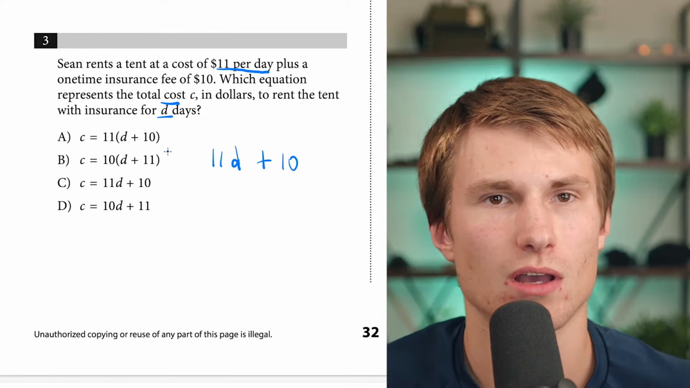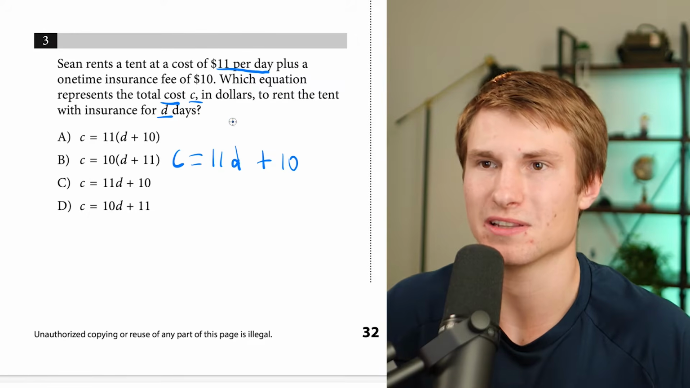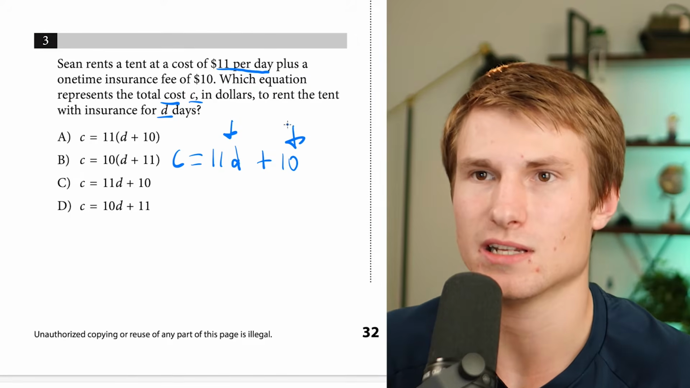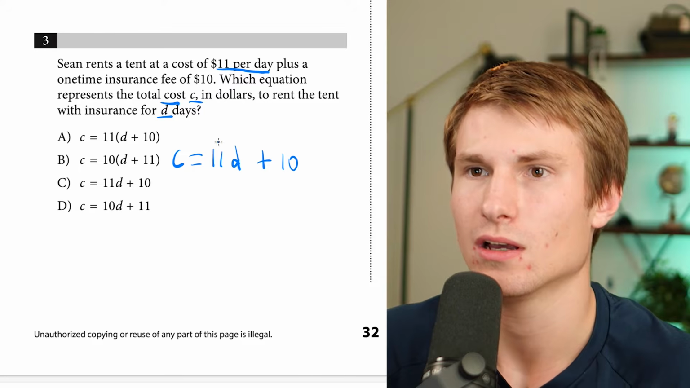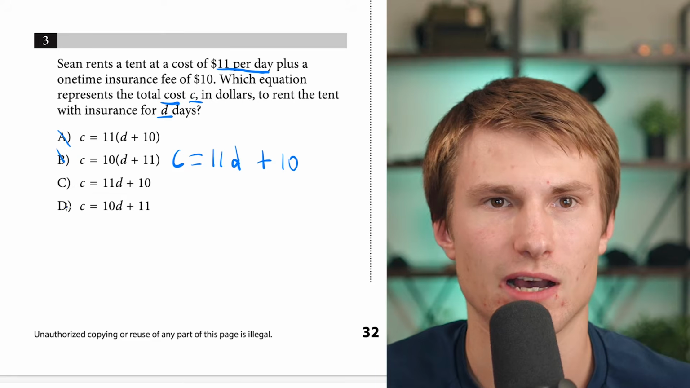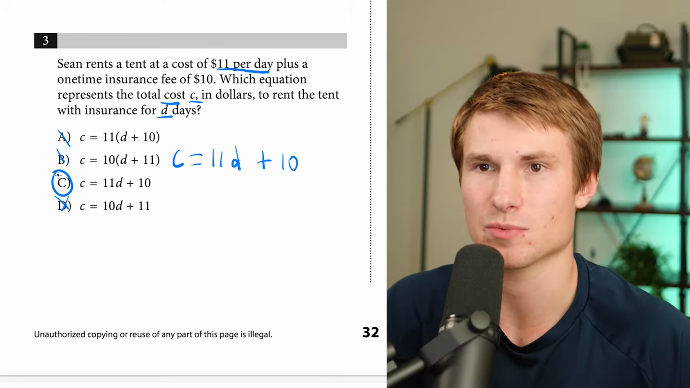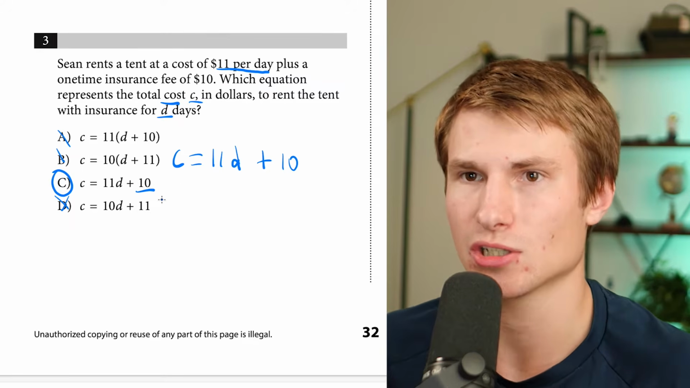But anyways, ultimately we need our total cost equation. It says total cost is C, so we know that's going to be $11 per day plus that $10 one-time insurance fee. So if we look at our options, we've got B and A, and then we've got C and D. D would be incorrect because it's showing that that's $10 per day. We know it's $11 per day plus that $10 one-time charge. So our answer there is C.